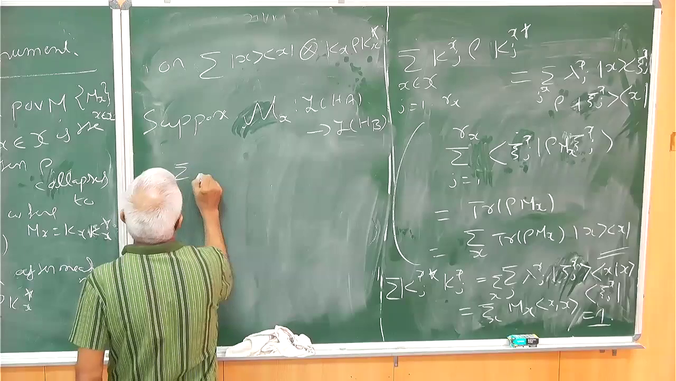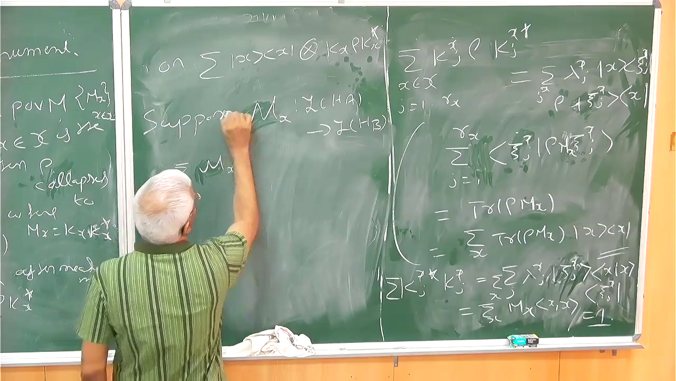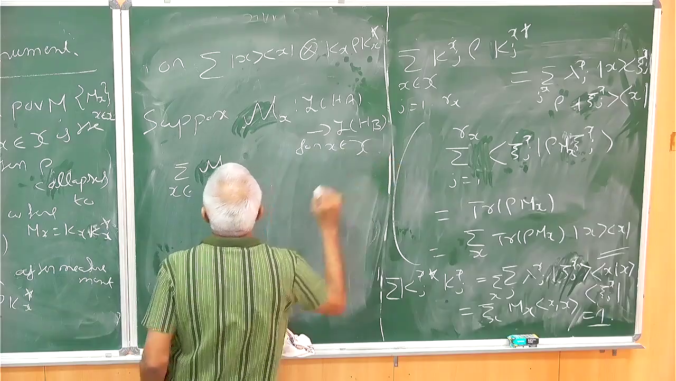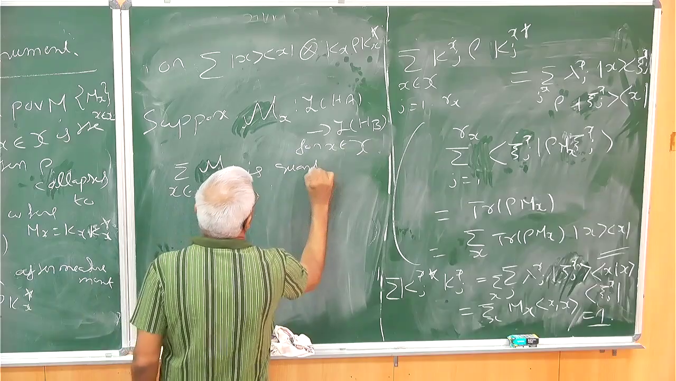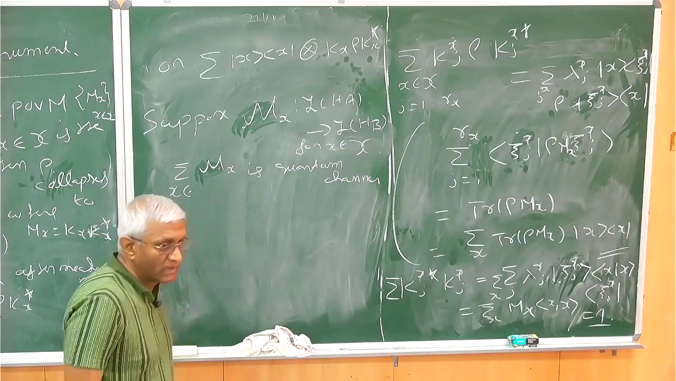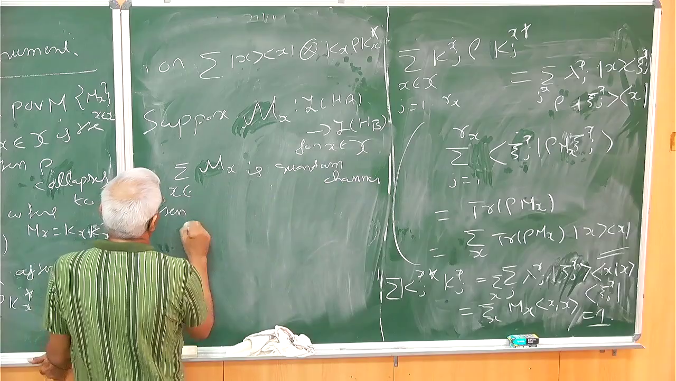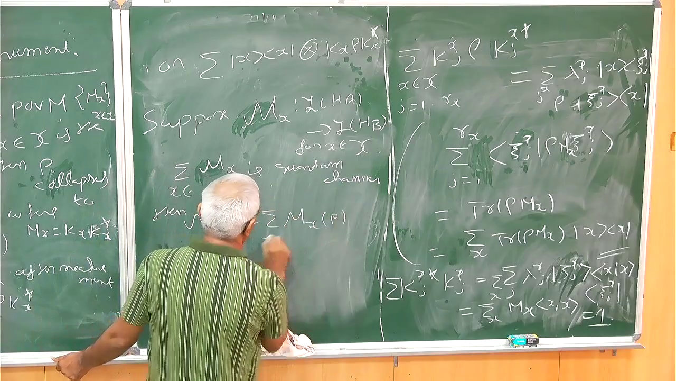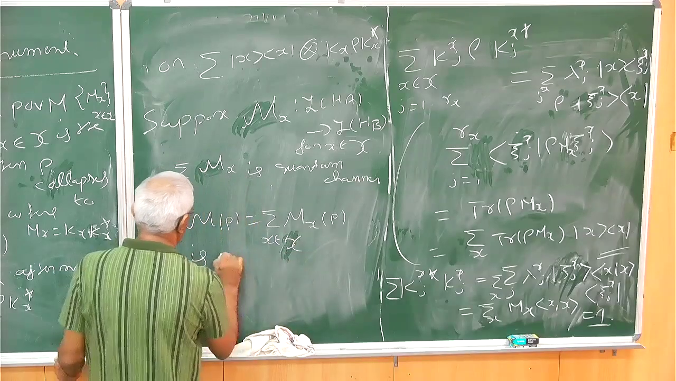Such that the summation of Mx, x in script X, is a quantum channel. Of course, each Mx is a completely positive map, and the summation has to preserve trace. It's a channel. Then M of rho equals the summation of Mx of rho, x in script X. This is what is called a quantum instrument.